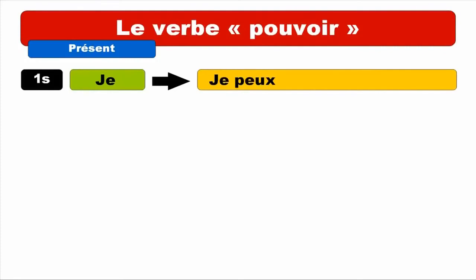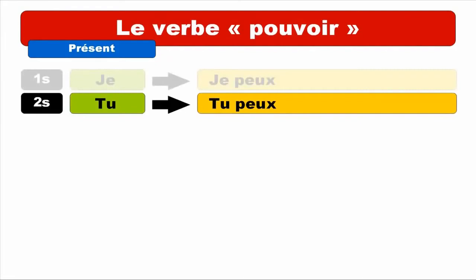So for the first person, je, it's je peux. Repeat. Je peux. So actually you don't pronounce the final X. Second person, tu peux. So you can see that it's exactly the same way of writing it and exactly the same way of pronouncing it. You don't pronounce the final X. So it's tu peux.